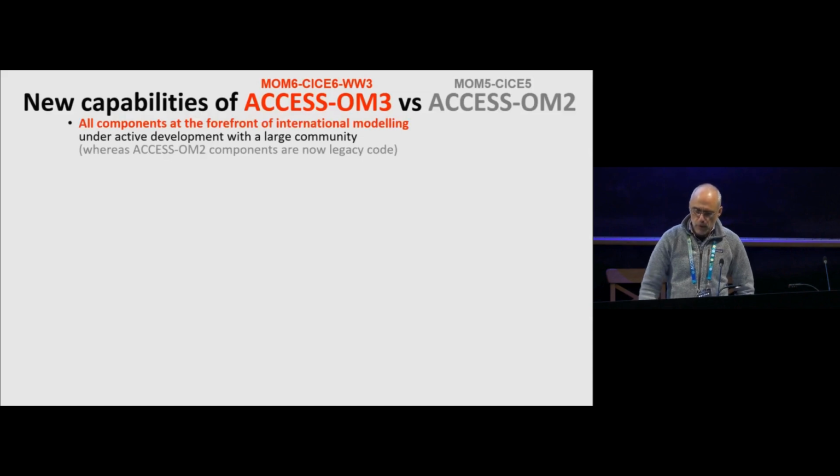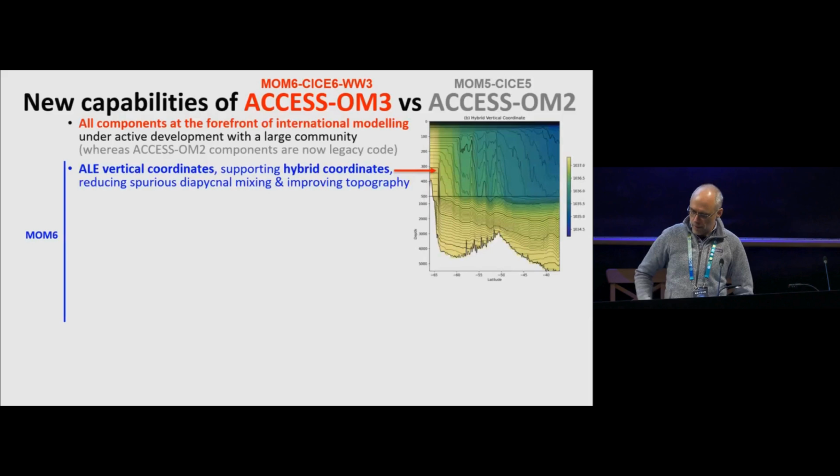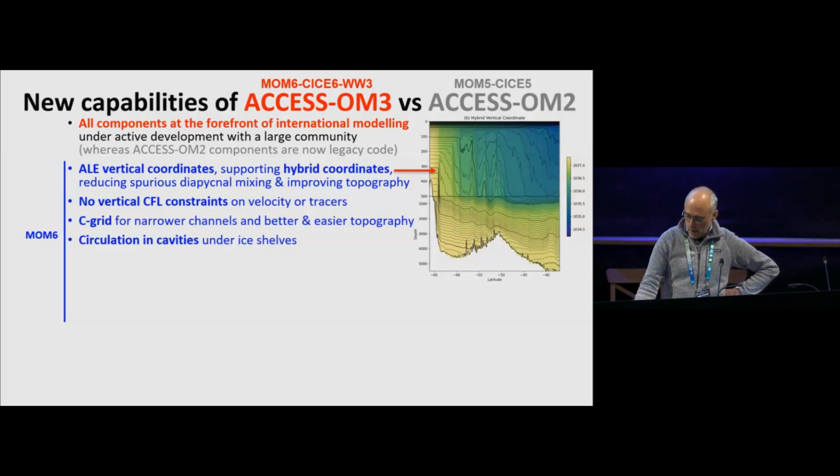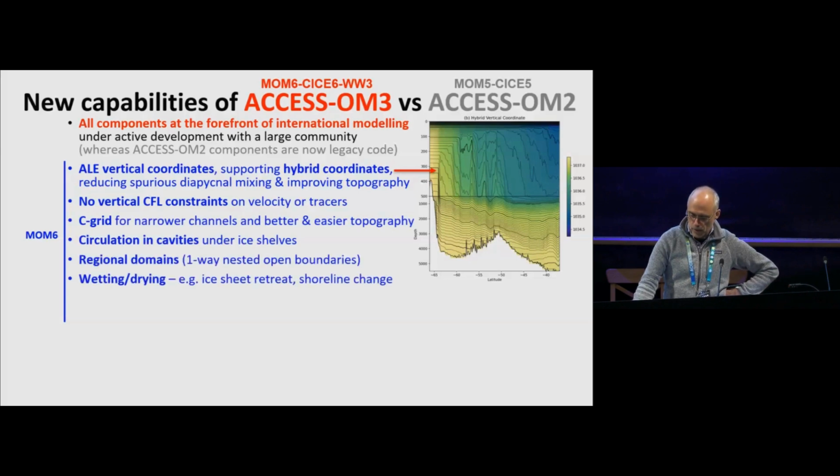So all of these components are at the forefront of international development, and MOM6 has a new arbitrary Lagrangian Eulerian vertical coordinate, which basically means you can choose any coordinate you like, and it can be time dependent, and it has much improved numerical properties, so much less spurious diapycnal mixing. It doesn't have a vertical CFL constraint, so the layers can actually be vanishingly thin, and better grid. It allows circulation in cavities under the ice shelves.